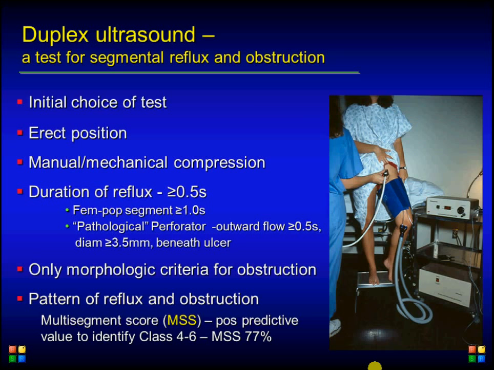And duplex ultrasound shows us the morphological criteria for obstruction only. We don't have any test otherwise for the obstruction. So what you can see with duplex is that we have reflux here, we have obstruction here, and then you can make a multi-segment score. And we know that the more segments of the lower limb that are involved, the more severe disease you have.